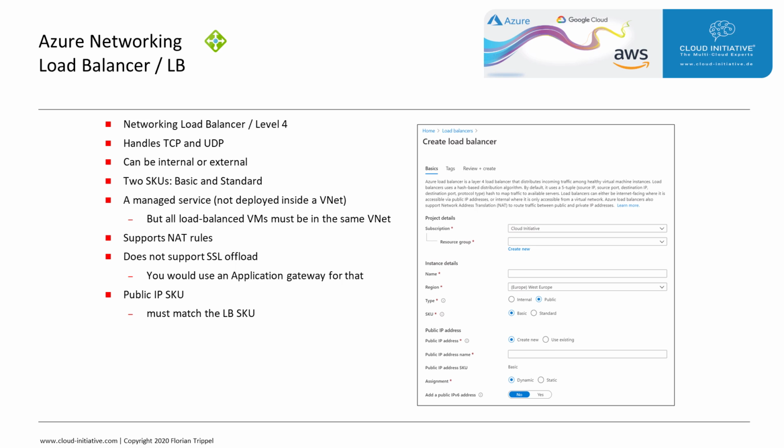Because load balancer is a fully managed service, it is not deployed inside a VNet and it is very fast to deploy. A nice feature is that load balancer supports NAT rules, so we can quickly expose some port on the load balancer to forward traffic to a particular backend instance. There are two limitations. First, it does not support SSL offload. And second, all VMs that we want to load balance must be deployed to the same Azure VNet.